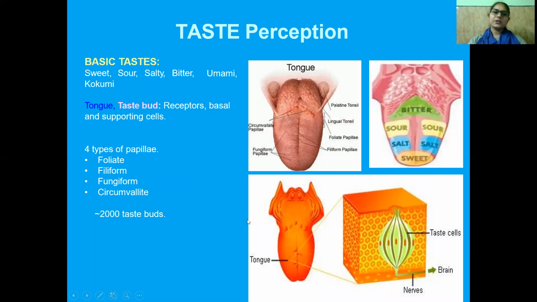So for taste perception, the basic tastes are sweet, sour, salty, bitter, and umami. The sixth one is not recognized as a taste, but it is mentioned: kokumi. We require the tongue. Over the tongue, there are taste buds, receptors, basal and supporting cells. There are 4 types of papillae: foliate, filiform, fungiform, and circumvallate, and adults have more than 2000 taste buds over the tongue.